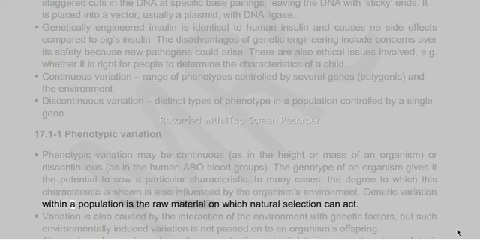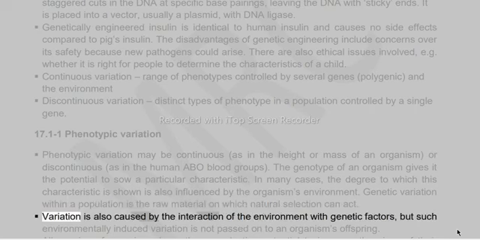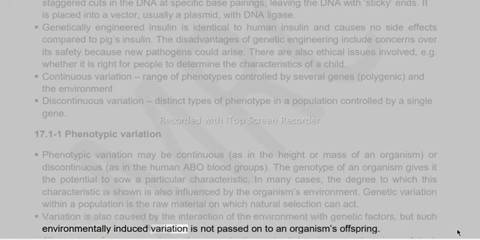Genetic variation within a population is the raw material on which natural selection can act. Variation is also caused by the interaction of the environment with genetic factors, but such environmentally induced variation is not passed on to an organism's offspring.